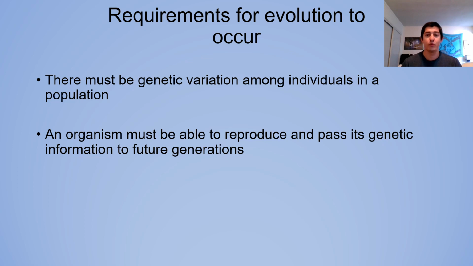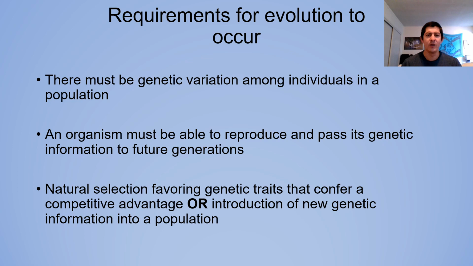Organisms must be able to reproduce and have a systemic way for passing that genetic information to future generations. And finally, natural selection that favors certain traits or certain genetic makeups that give an individual a competitive advantage over other individuals in that population, or an introduction of new genetic information into a population, such as migration.